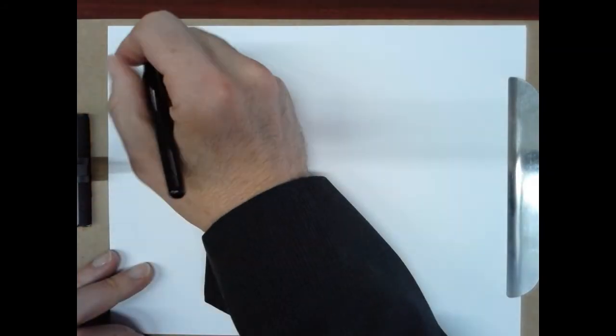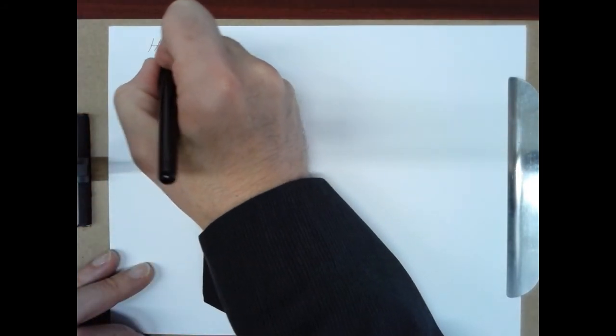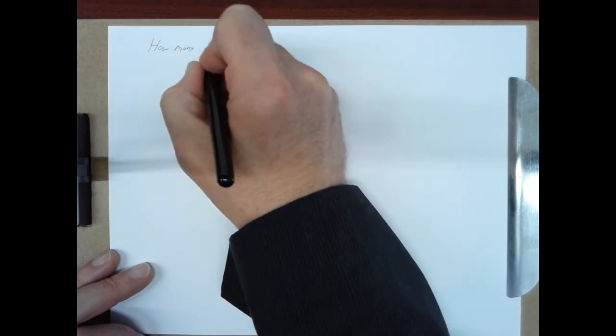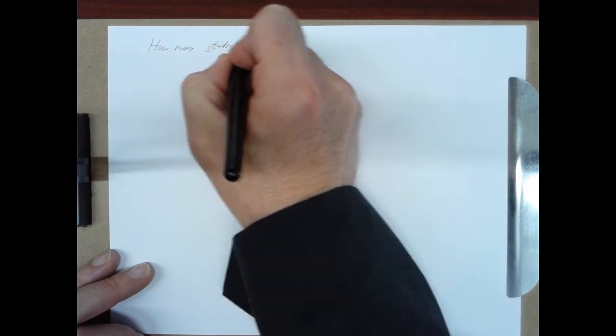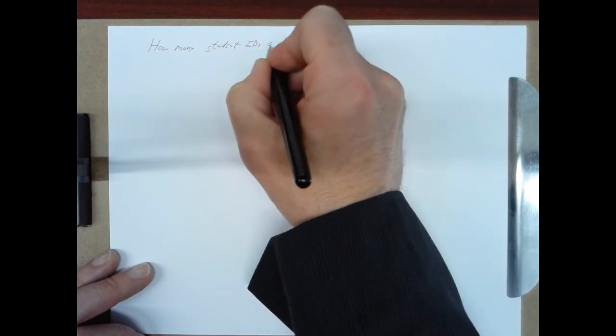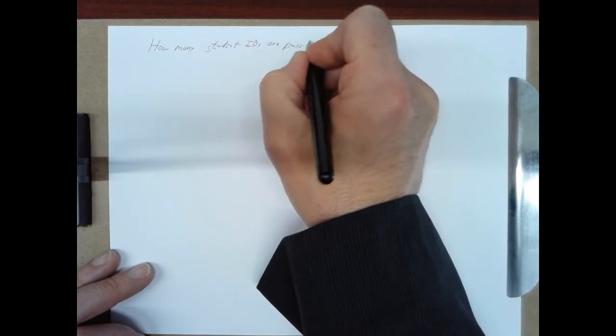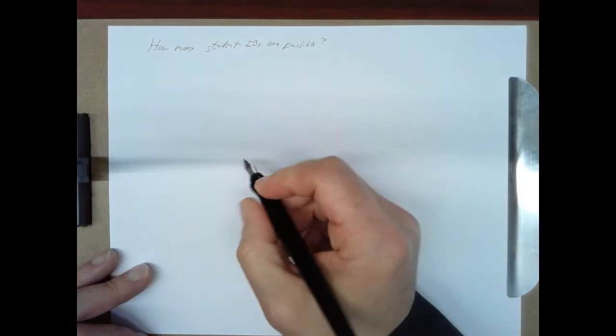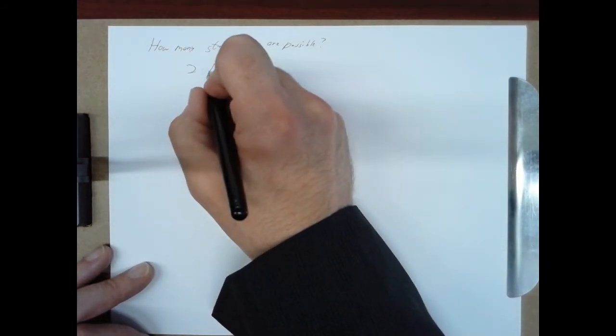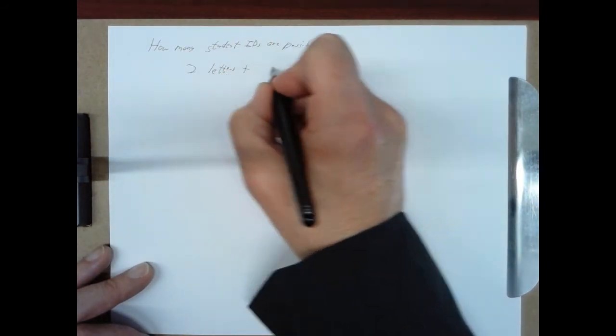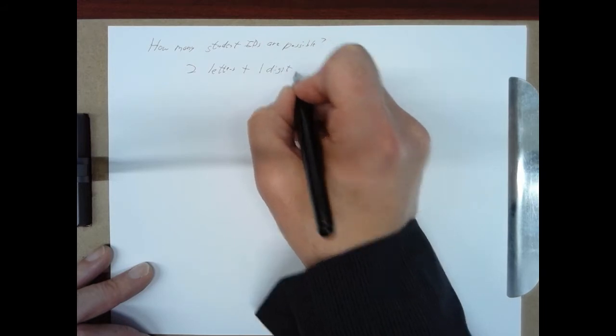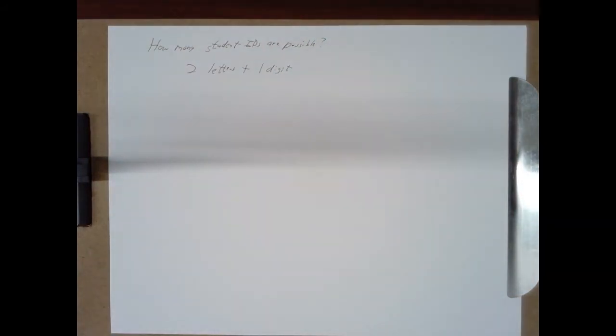All right, so how many student IDs are possible where a student ID is 2 letters plus 1 digit? And there's no restriction on which letters you use. Any 2 uppercase letters from A to Z followed by a digit 0 through 9.